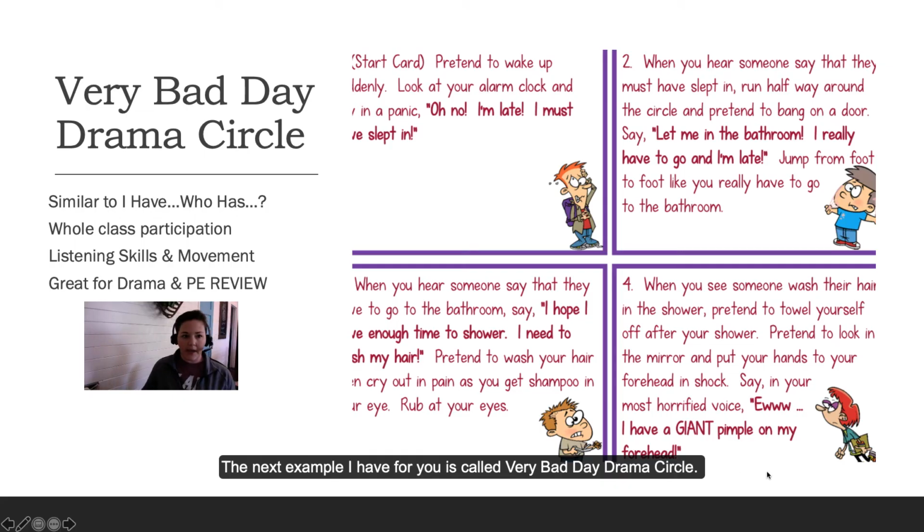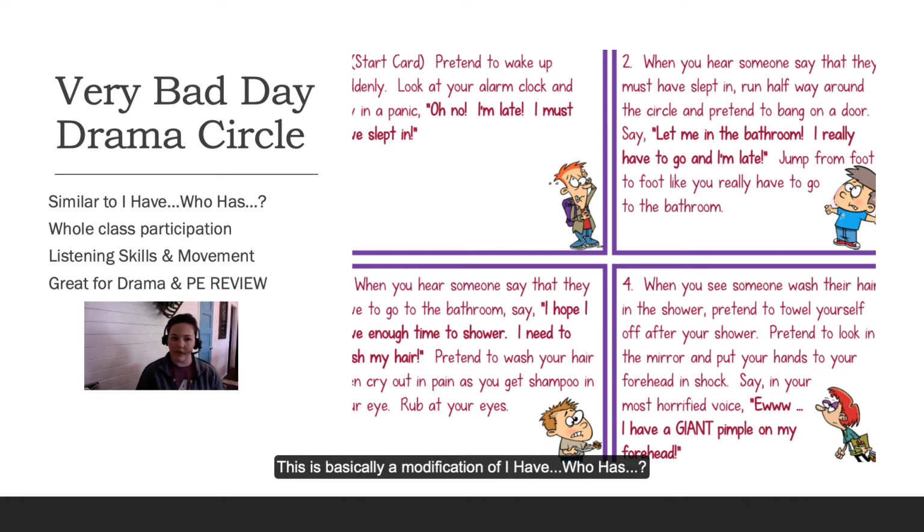The next example I have for you is called Very Bad Day Drama Circle. This is basically a modification of I Have, Who Has that requires everybody in the class to participate. Everybody's going to get a card. It activates listening skills and movement. For drama, they're going to act things out that are in bold. Like it says, pretend to wake up, look at your alarm clock in a panic. Oh no, I'm late. I must have slept in. And they go to the center circle and act this out.